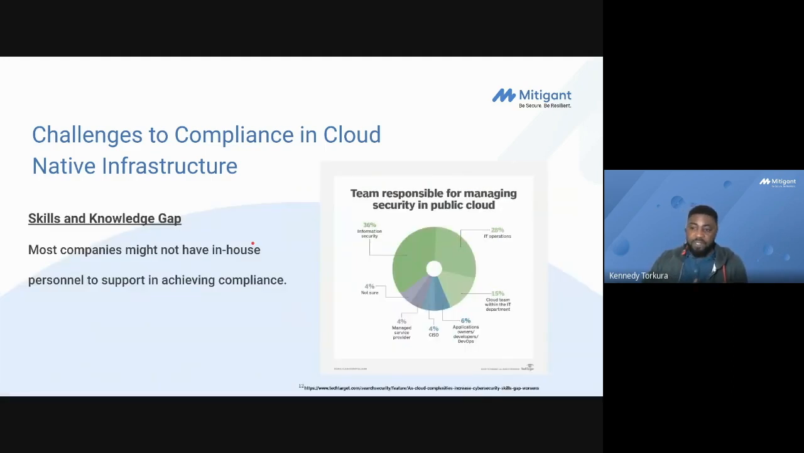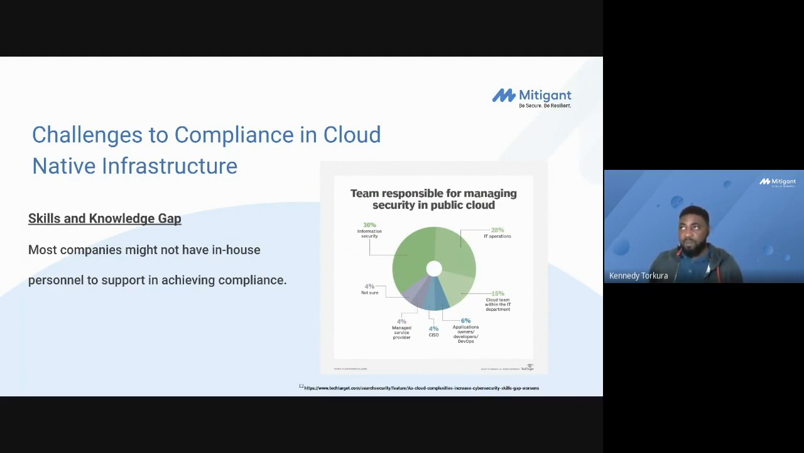And this is related to the next challenge, which is about the skills and knowledge gap, right? So most companies might not even have the people in hand. They might not have the staff that can take care of these kinds of problems. So there was a survey done by TechTarget, and here they're basically asking the participants how they take care of security issues in the public cloud. And as you can see from the results of the survey, 36% of them hand over this responsibility to information security people. And you must understand that information security is a huge domain.